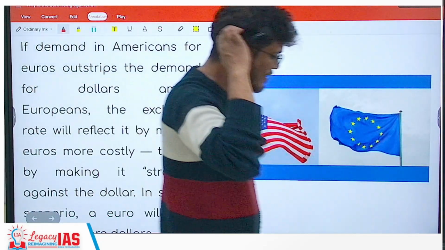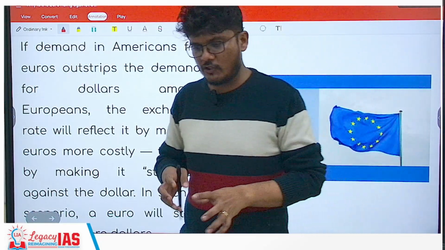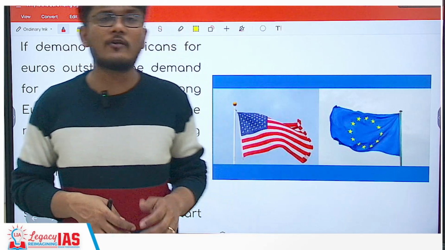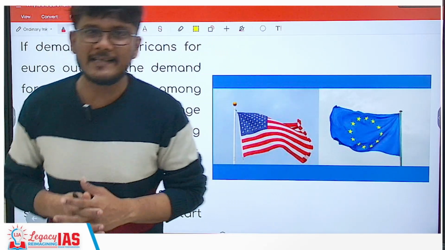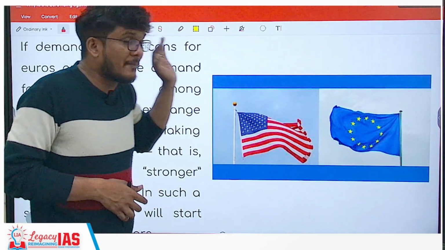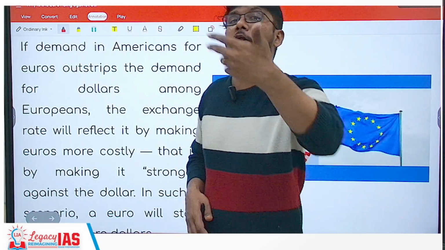Now, why does this exchange rate change or fluctuate? That is because of the demand and supply of that particular currency. So for example, if the demand among Americans for euros is more.